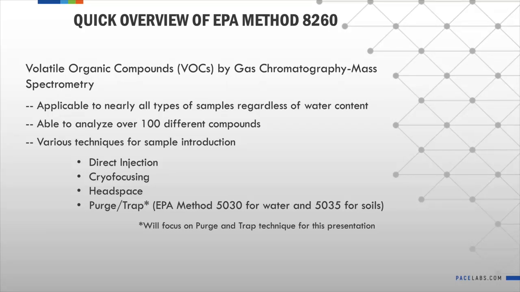So EPA method 8260 is a way of analyzing volatile organic compounds, also known as VOCs, by gas chromatography and mass spectroscopy. It is applicable to nearly all types of samples regardless of water content. With this method, we can analyze for well over 100 organic compounds. There are various techniques for sample introduction, including direct injection, cryofocusing, headspace analysis, and purge and trap by method 5030 and 5035 for soils. For the purposes of today's discussion, we will focus mainly on the purge and trap technique.